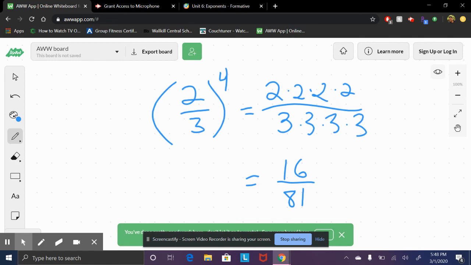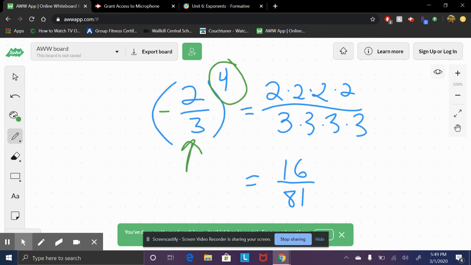Okay, so very simple concept when you're dealing with exponents. It's repeated multiplication. The little number in the top right is called the exponent or the power. This is called the base. And you're doing repeated multiplication. And also be careful with the negatives. If the negative is on the inside and it's an even exponent, then you will get a positive result. If it's an odd exponent, you're going to get a negative result.